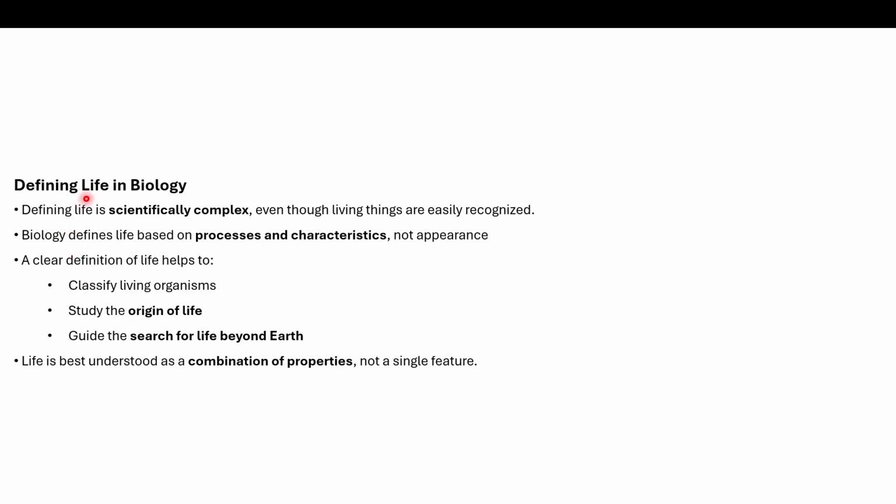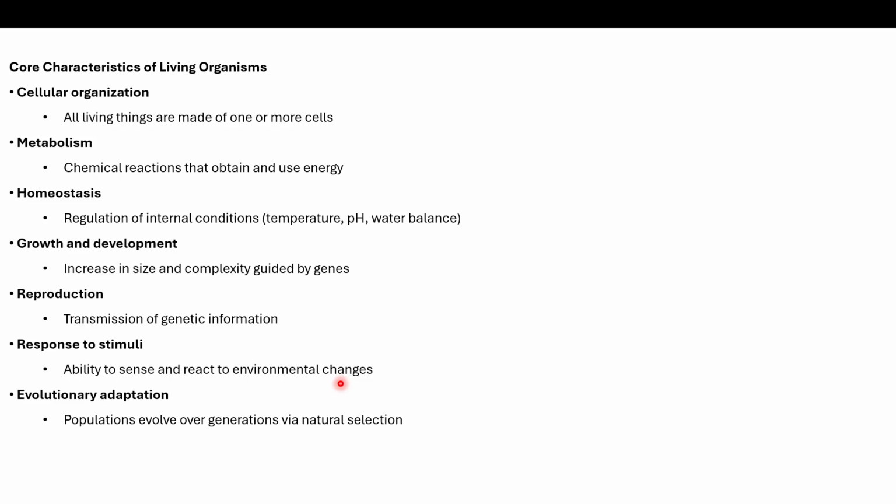So, now if we try to define life in biological terms, it is actually a scientifically complex term to define, even though living things can be easily recognized. Biology defines life based on processes and characteristics, not really only based on appearance. A clear definition of life will help us classify living organisms and study them, study the origin of life as well, and guide the search for life beyond Earth, like looking at extraterrestrial forms. So, life is best understood as a combination of properties, not a single feature.